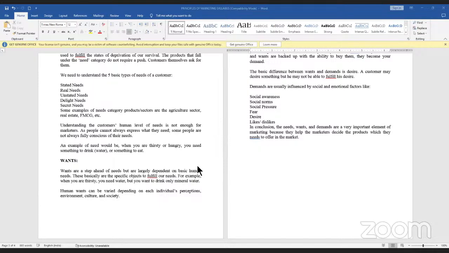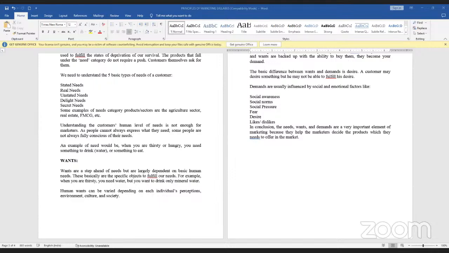But what the marketer does, based on your level of hunger and your need for fulfilling your hunger, is create demand for his products. I can quote here the example of one advertisement for water. I hope you all might have observed that advertisement. If possible, I'll show you.